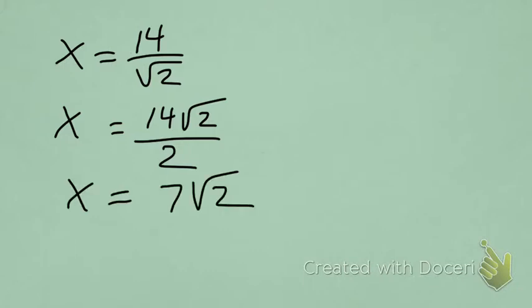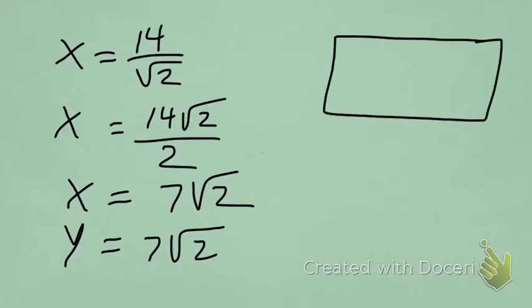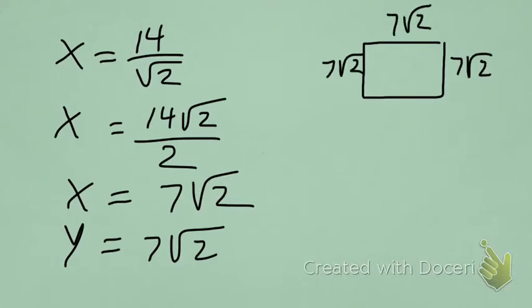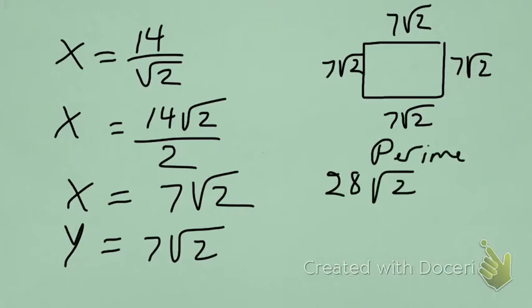Well, we've got the dimensions. We know that x is 7 square roots of 2. We know that y is 7 square roots of 2. What about the perimeter? Well, okay, so my rectangle is in fact a square because all sides are the same. Not that you can tell this from my picture. Well, that perimeter, whether you use the perimeter formula or you just add up all the sides, we've got 7, 7, 7, and 7, all square roots of 2. Well, that's 28 square roots of 2 for our perimeter.